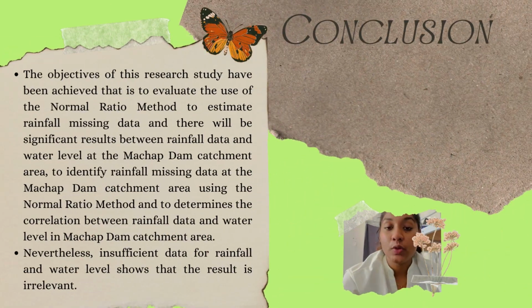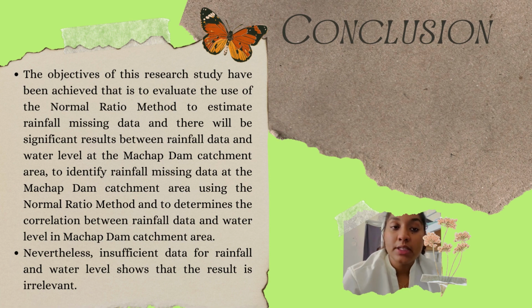Now, I will be concluding this analysis. The objectives of this research study have been achieved, that is to evaluate the use of the normal ratio method to estimate rainfall missing data, and there will be significant results between rainfall data and water level at the Machap Dam catchment area. To identify rainfall missing data at the Machap Dam catchment area using the normal ratio method and to determine the correlation between rainfall data and water level in Machap Dam catchment area.